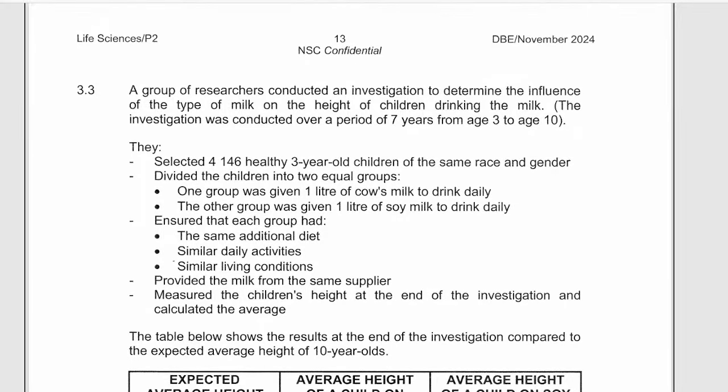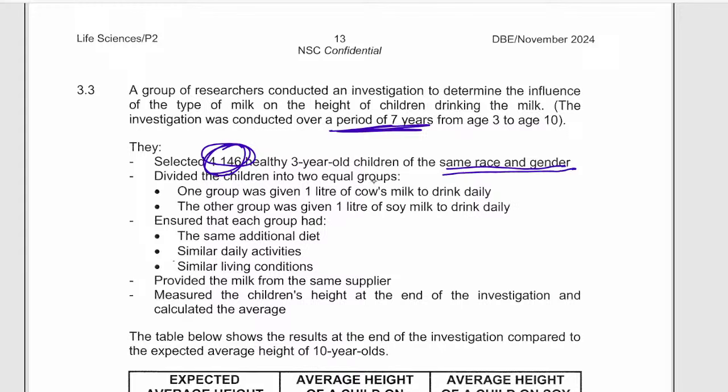Then they're saying that a group of researchers conducted an investigation to determine the influence of the type of milk on the height of children drinking milk. The investigation was conducted over a period of 7 years, from age 3 to 10. All these are answers, you see. They selected 1,000 3-year-old children of the same age and gender. This is reliability.